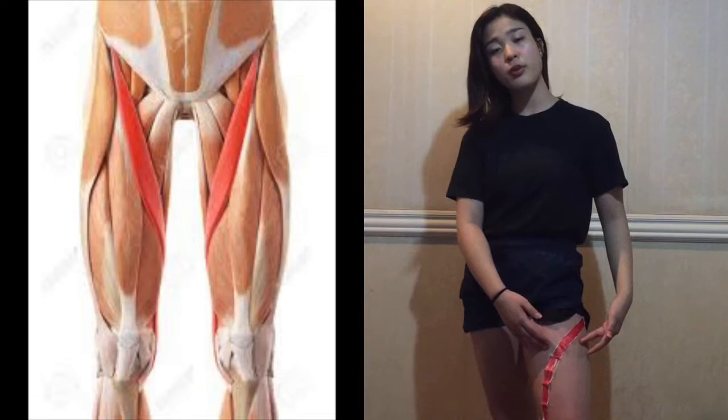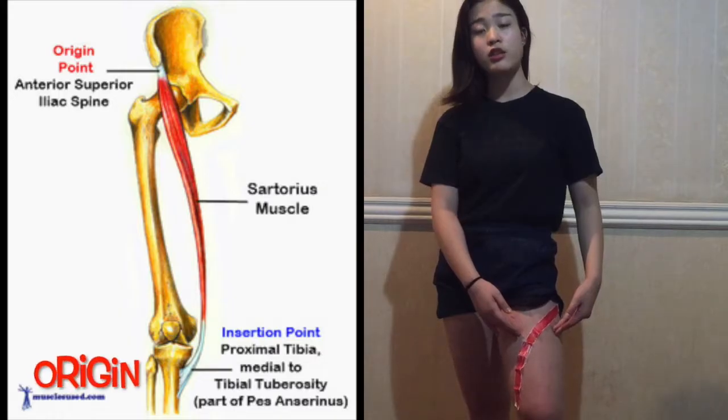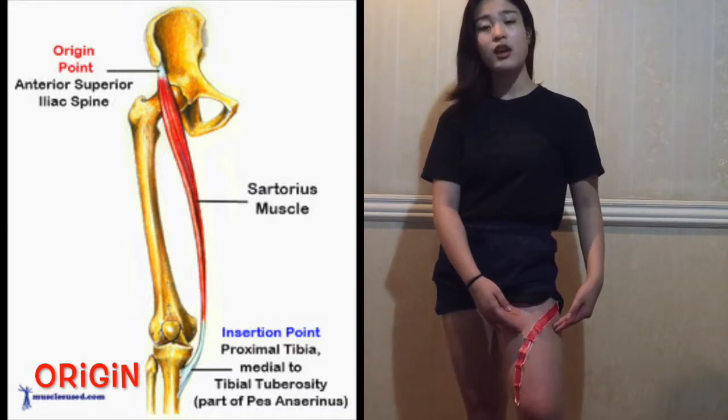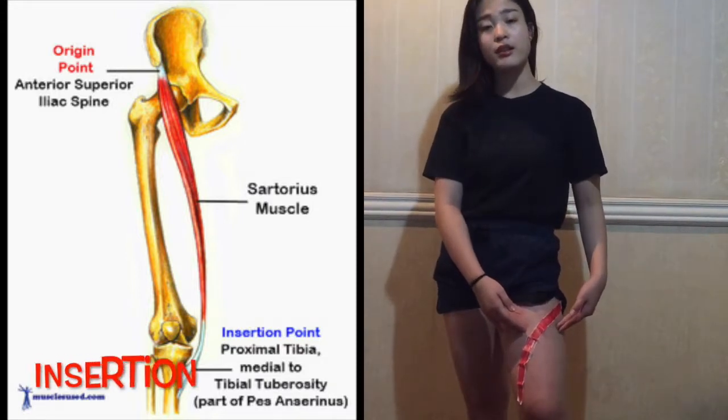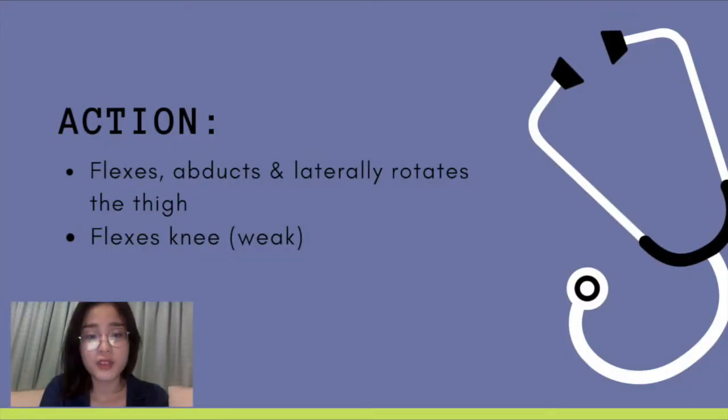So this portion of the muscle is called the sartorius. The origin is the anterior superior iliac spine, and the insertion is the medial aspect of the proximal tibia. The action of the sartorius: it flexes, abducts, and laterally rotates the thigh, and it flexes the knee.